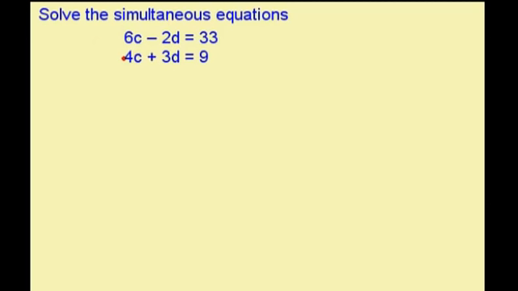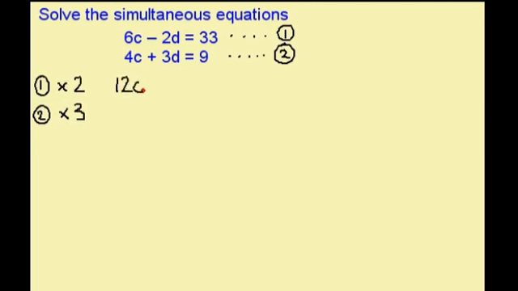There are lots of different ways of getting the coefficients the same. I'm just going to do it this way. I'm going to call the first equation 1 and the second equation 2. I'm now going to multiply equation number 1 by 2 and equation number 2 by 3. I get 12c minus 4d equals 66, and 12c plus 9d equals 27.